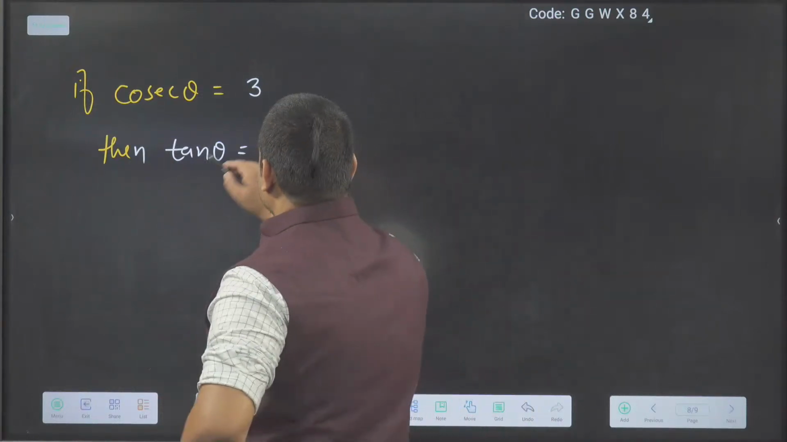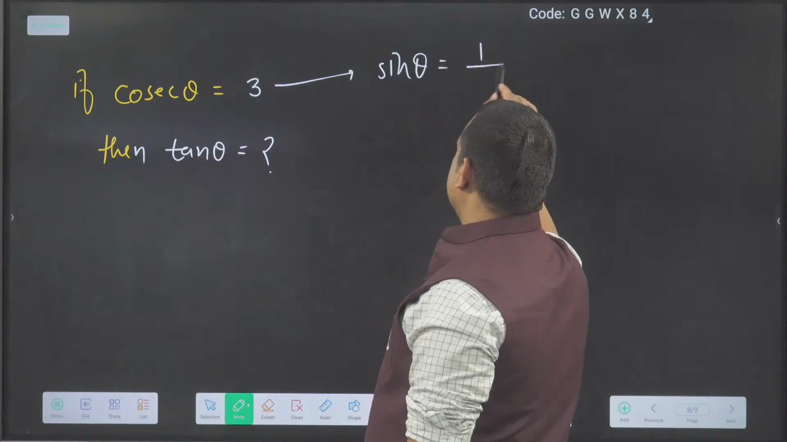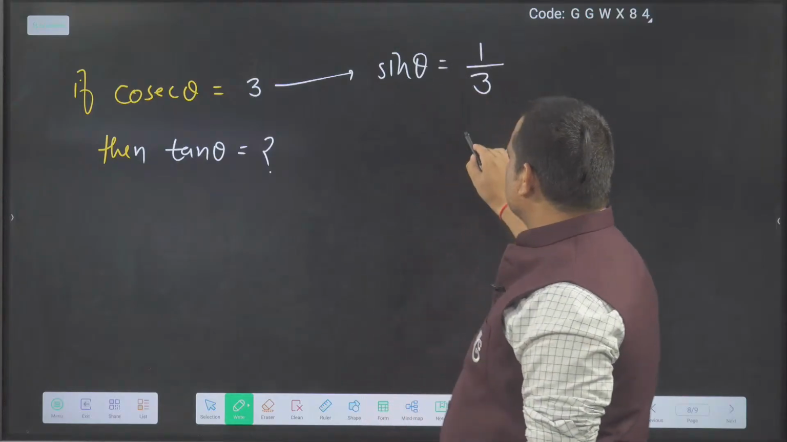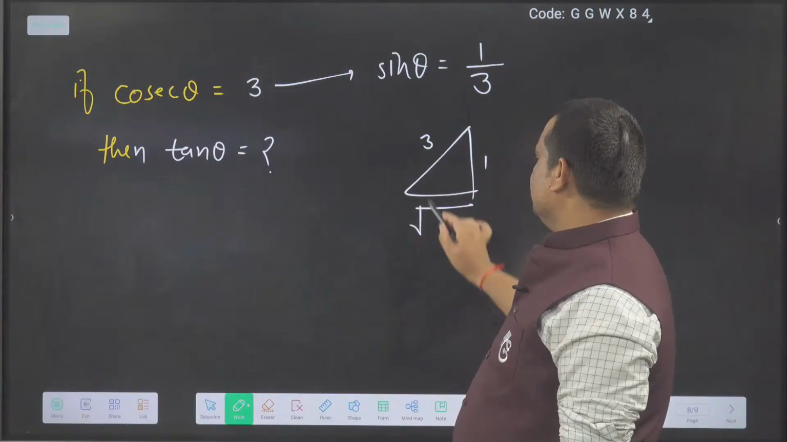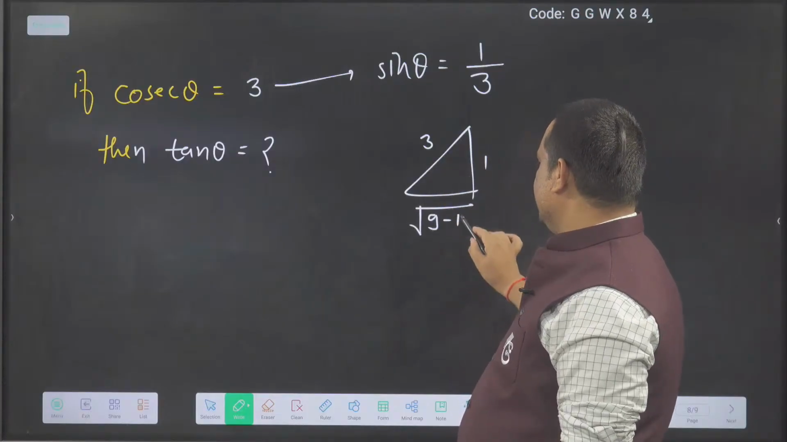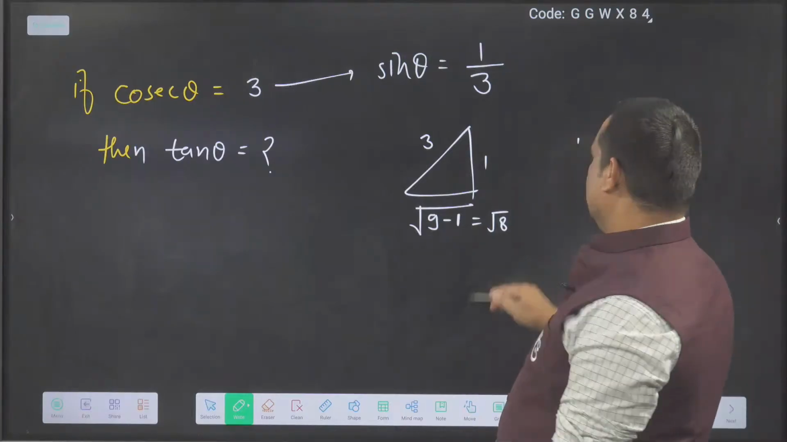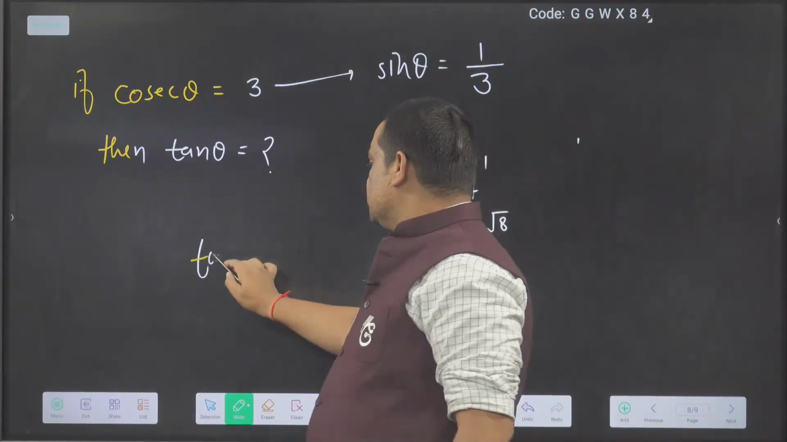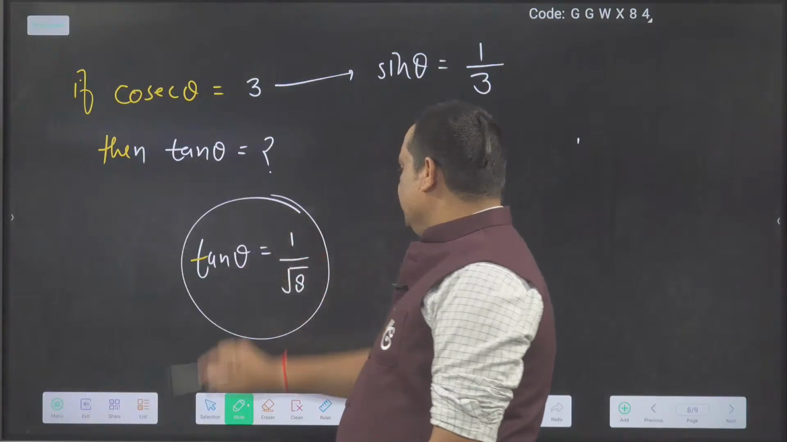Now we can say cosec theta is given, so first of all I can write sine theta will be 1 by 3. Once I got sine theta 1 by 3, this is the 1, this is the 3, and this will be root of 3 square minus 1, which is root 8. Then we can write tan theta becomes 1 by root 8. I am moving to the next topic.